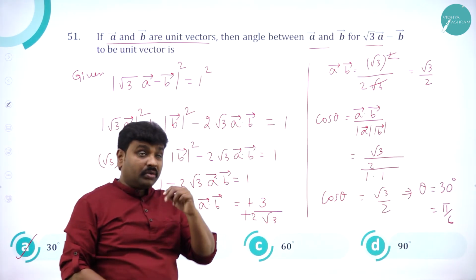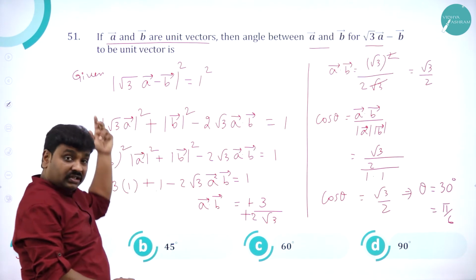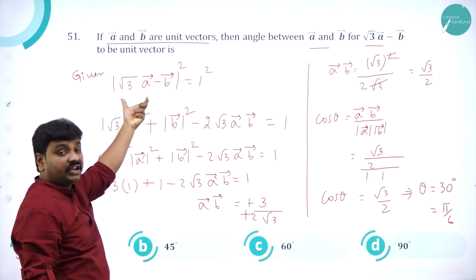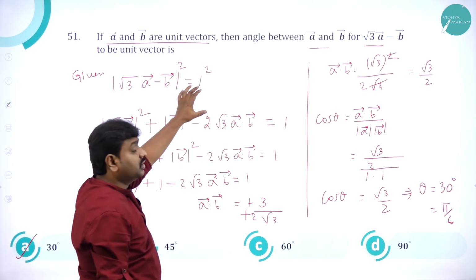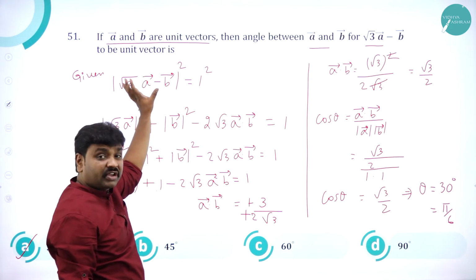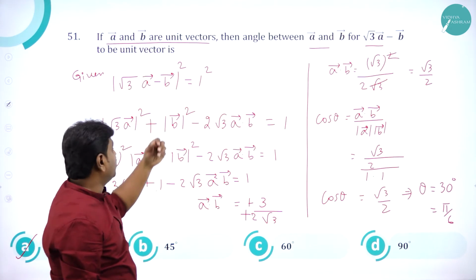Interesting. We have done two problems, the past problem 50 and the 51. Both are related to magnitude. They want the magnitude of this to be 1. Root 3 A minus B magnitude is 1. So I am using magnitude of A minus B the whole square. What is magnitude of A minus B the whole square?